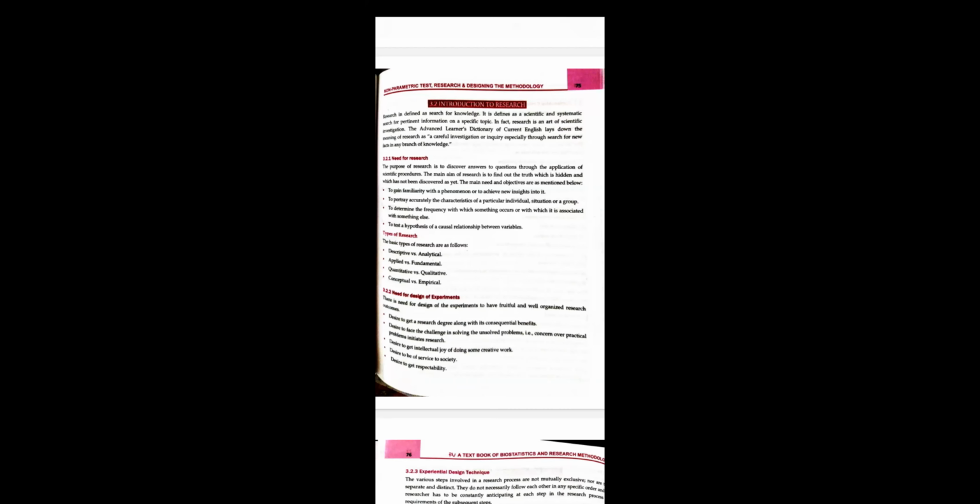Research is especially inquiry through search for new facts in any branch of knowledge. What is meant by any branch of knowledge? It may be the pharmacy field, the vaccination or drug field, or the engineering field. These are different types of fields. In computer science, various algorithms are developed to do tasks carefully, and programming is developed for the operation of drones.